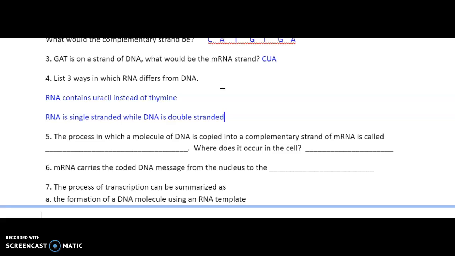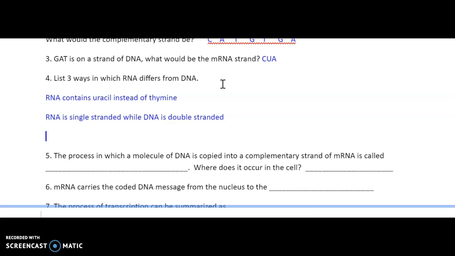Okay, the third way that RNA is different from DNA is RNA can leave the nucleus. DNA cannot. That's why we have to have that mRNA. RNA can leave the nucleus. DNA cannot.